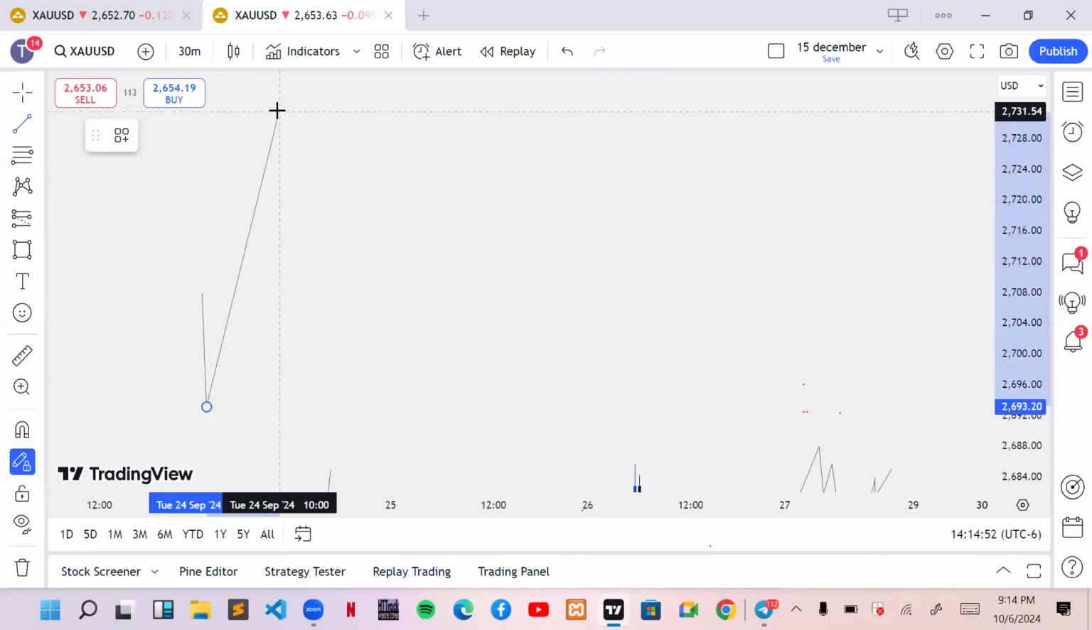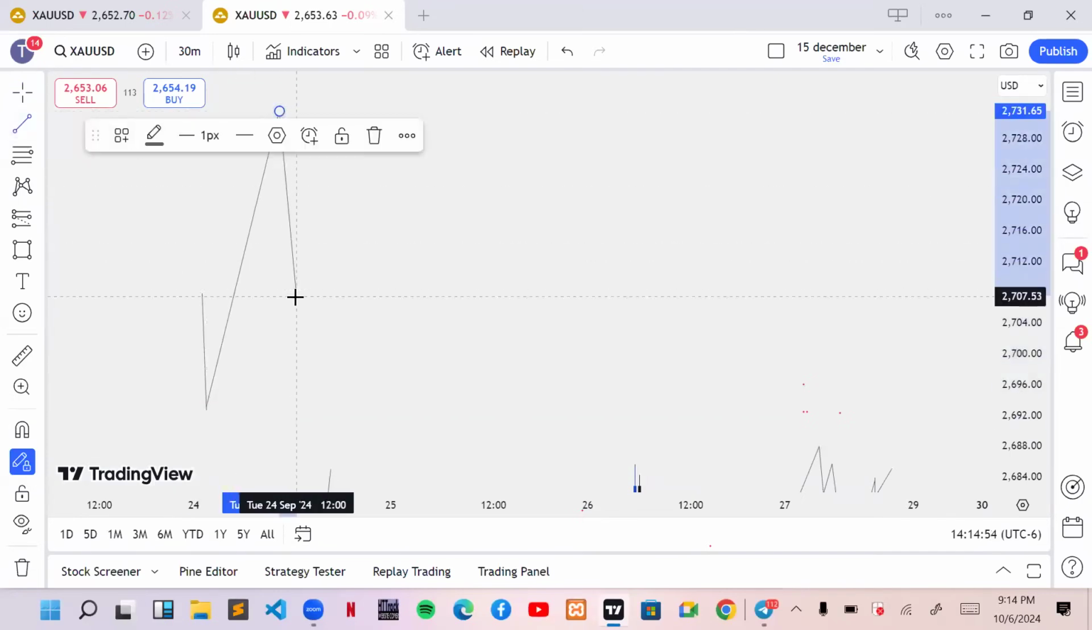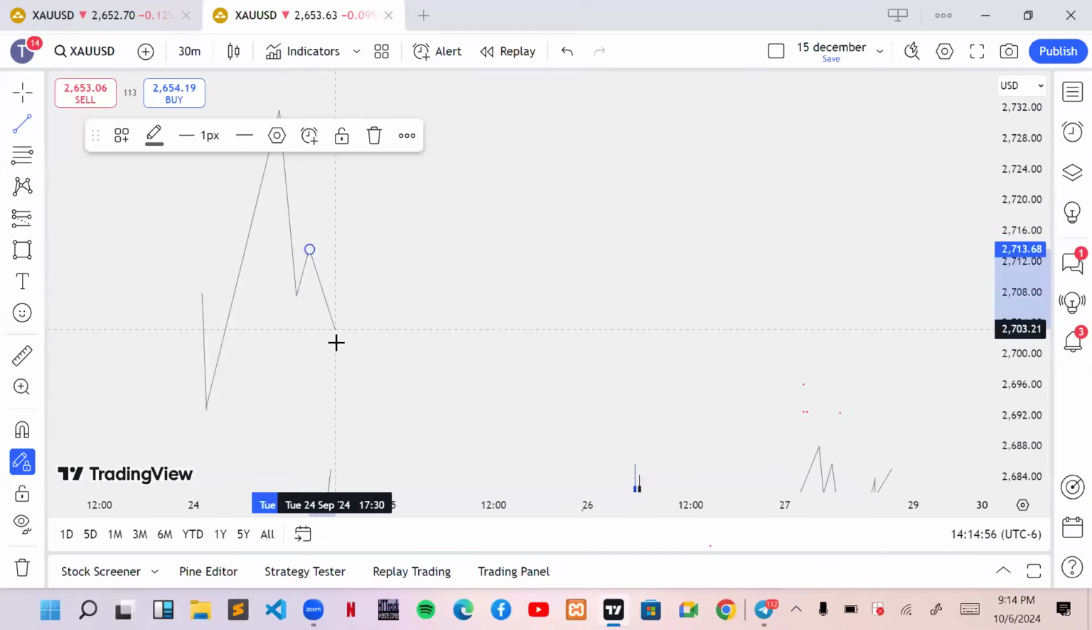This is a break of structure. A market does something like this and then does something like this. Does it look like a 50% move to you? No. But if this was the last move, at least you know that this was up to at least 50% of the move. Your eyes.